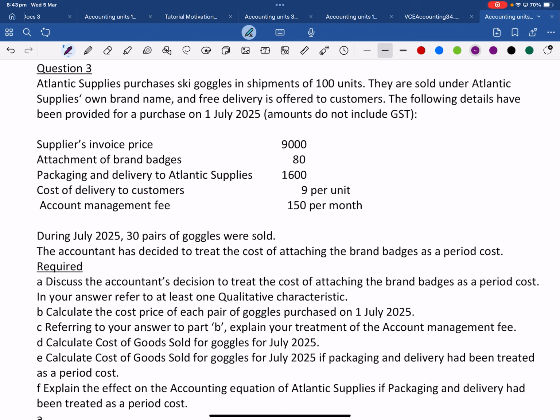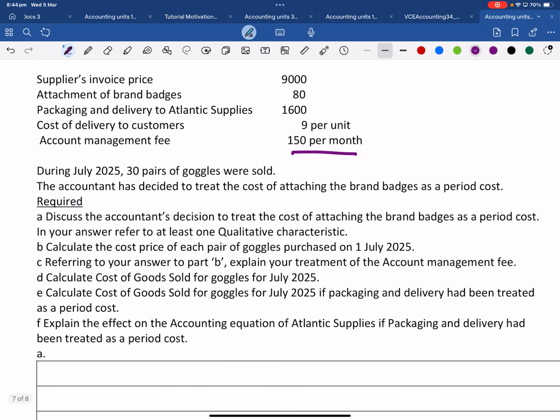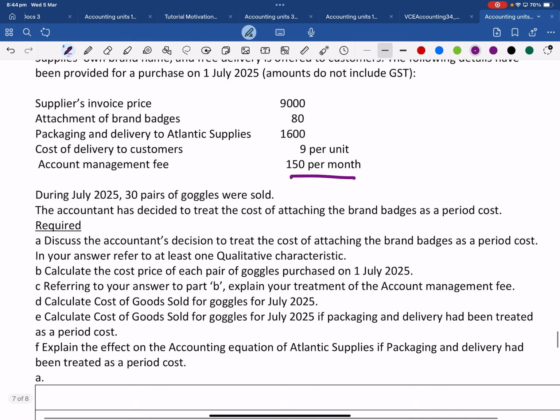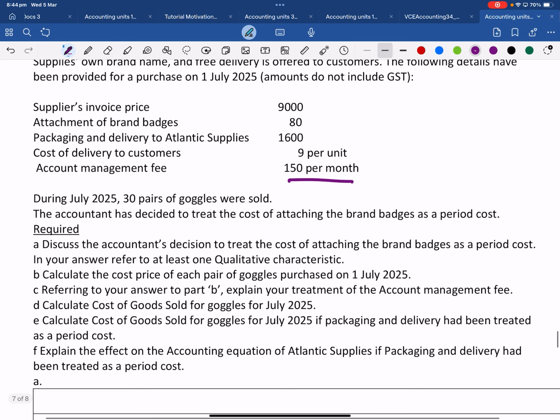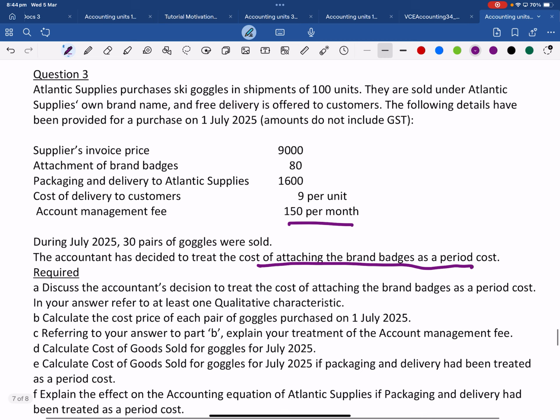Then, account management fee, 150 per month. That means period cost. During July, 30 pairs of goggles were sold. Now, the accountant decided to treat the cost of attaching brand badges as a period cost. Can we identify it as a per unit cost? This is for 400 units. Yes, we can, because it applies to each item.